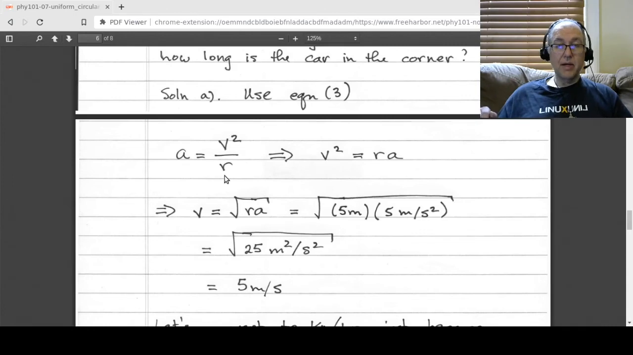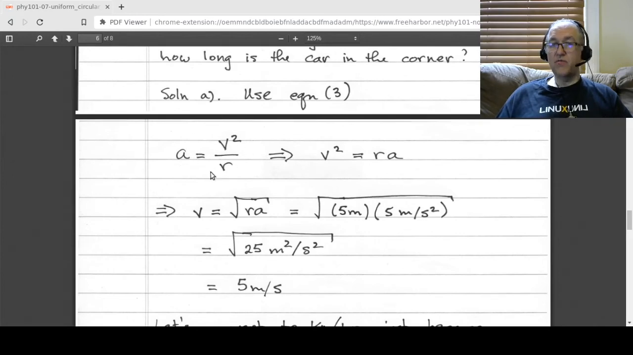Conversely, r is in the denominator. So the smaller r is, the bigger a is, because if you divide by a small number, you get a big number. So you don't want to make your corner too tight, because the smaller r is, the bigger your a becomes. And remember, if a is too big, that's when you start to skid.